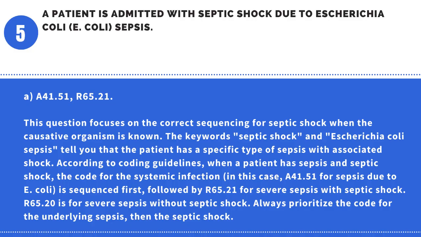This question focuses on the correct sequencing for septic shock when the causative organism is known. The keywords septic shock and Escherichia coli sepsis tell you that the patient has a specific type of sepsis with associated shock. According to coding guidelines, when a patient has sepsis and septic shock, the code for the systemic infection, in this case, A41.51 for sepsis due to E. coli, is sequenced first, followed by R65.21 for severe sepsis with septic shock. R65.20 is for severe sepsis without septic shock. Always prioritize the code for the underlying sepsis, then the septic shock.